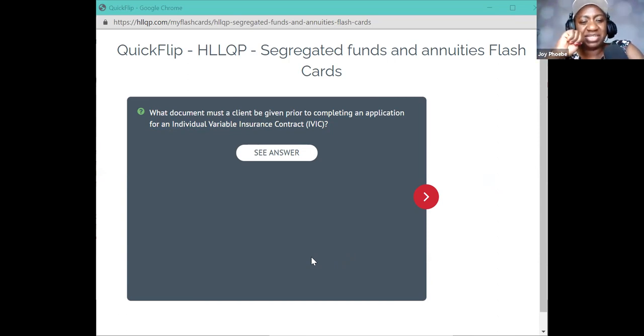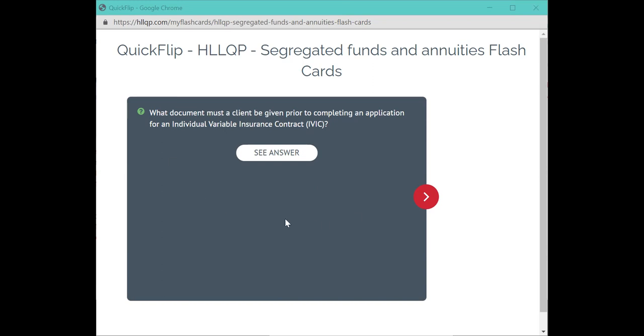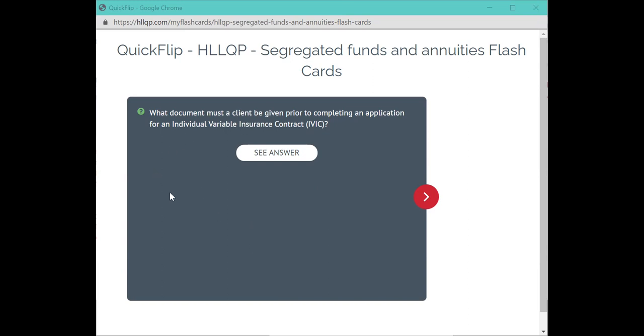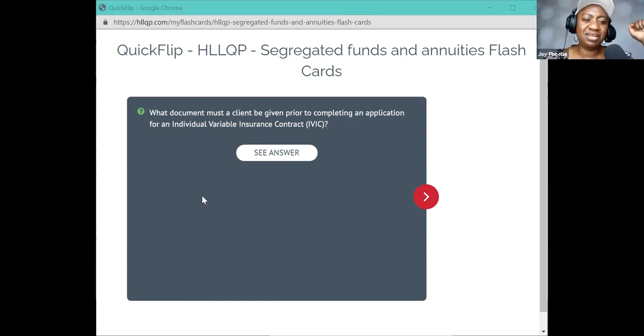Okay, so right now we are starting. Welcome everyone to tonight's class. We will start with the flashcards first. For this, we will look at the questions and then flip to see the answers, okay? So, what document must a client be given prior to completing an application for an individual variable insurance contract?